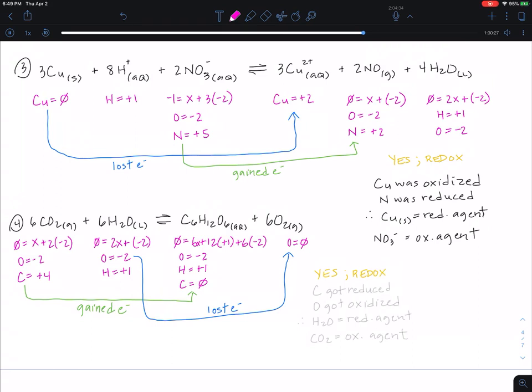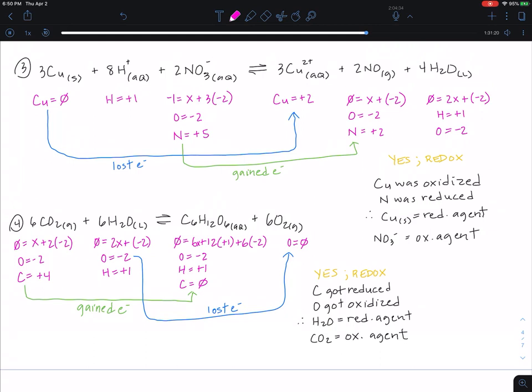What happened? Carbon got reduced, and oxygen got oxidized. But who was responsible? The carbon on carbon dioxide got reduced, and it got reduced by the thing that got oxidized. Water is the reducing agent. Oxygen got oxidized; it's the oxygen on the water molecule. So CO2 must be the oxidizing agent.